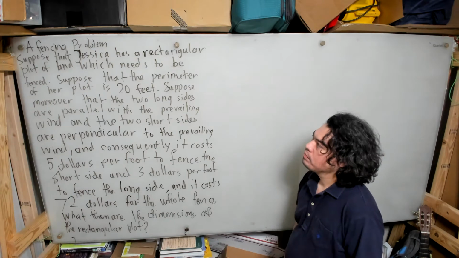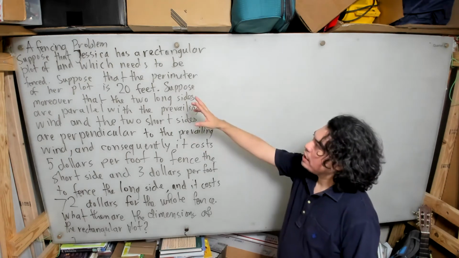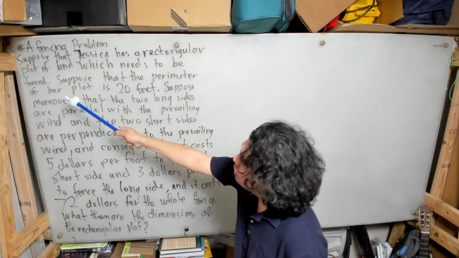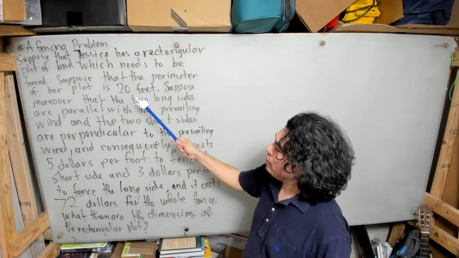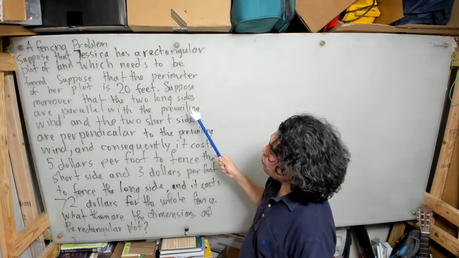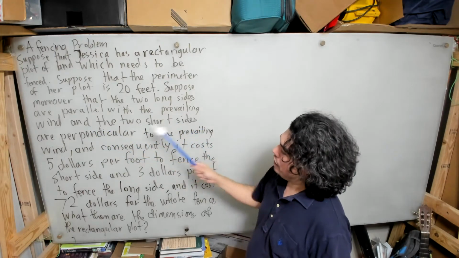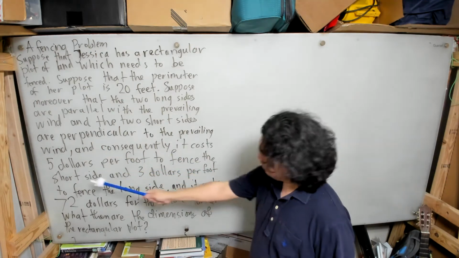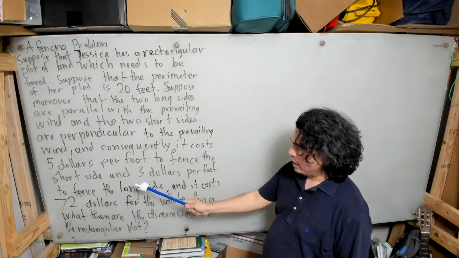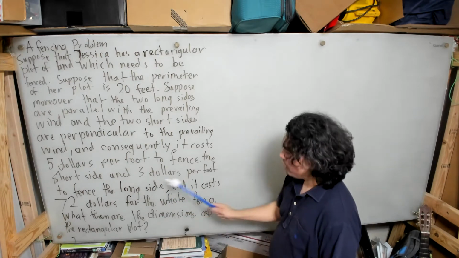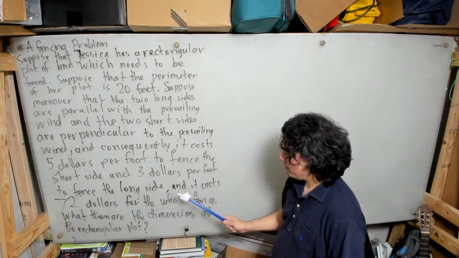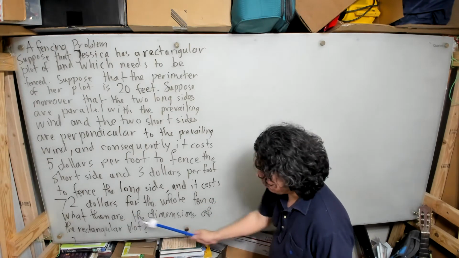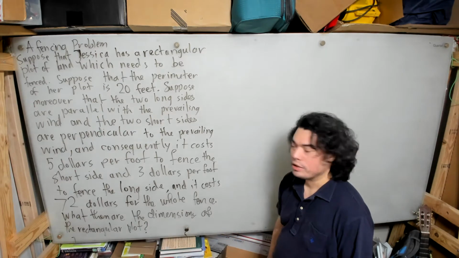Let's read it together. Suppose that Jessica has a rectangular plot of land which needs to be fenced. Suppose that the perimeter of her plot is 20 feet. Suppose, moreover, that the two long sides are parallel with the prevailing wind and the two short sides are perpendicular to the prevailing wind, and consequently it costs $5 per foot to fence the short sides and $3 per foot to fence the long sides, and it costs $72 for the whole fence. What then are the dimensions of the rectangular plot?